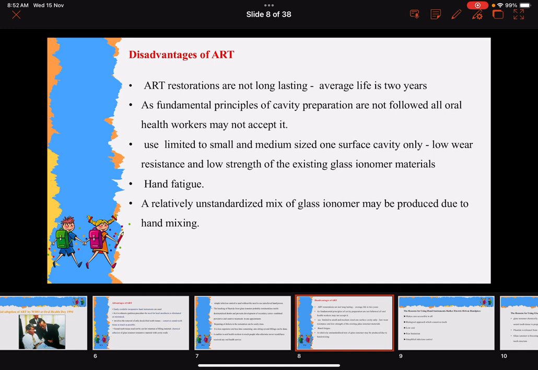As fundamental principles of cavity preparation are not followed, all health workers may not accept it. Use is limited to small and medium sized one surface cavities only. There is low wear resistance and low strength of the existing glass ionomer materials, and also because of hand fatigue, it is very strenuous for the doctors, and a relatively unstandardized mix of glass ionomer may be produced due to hand mixing.